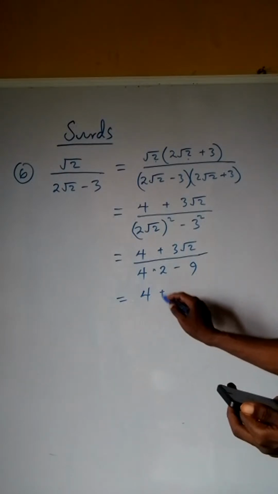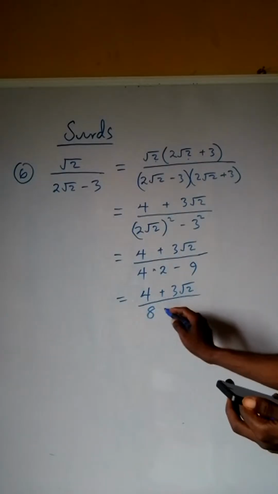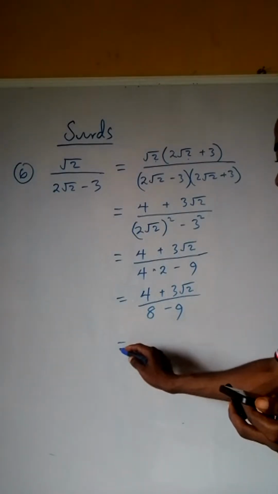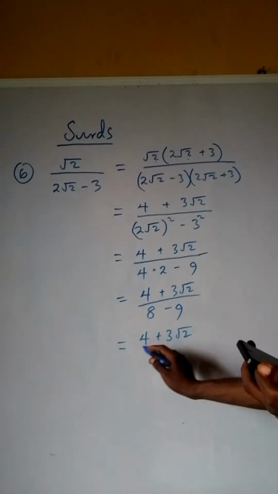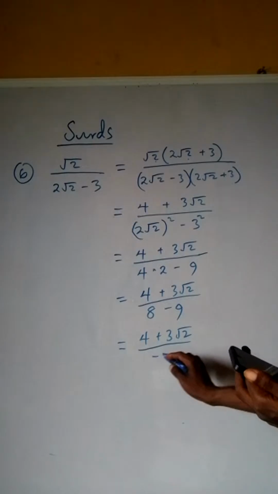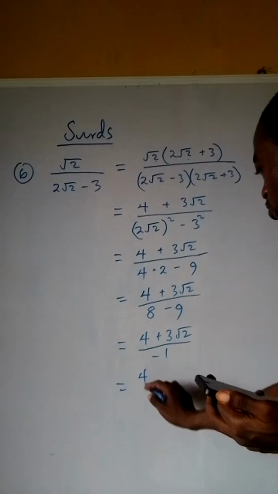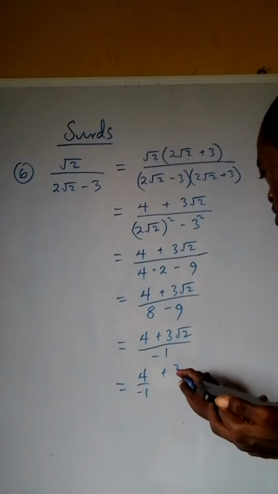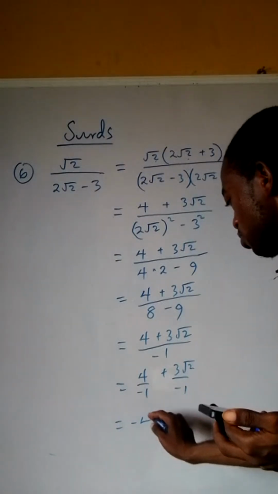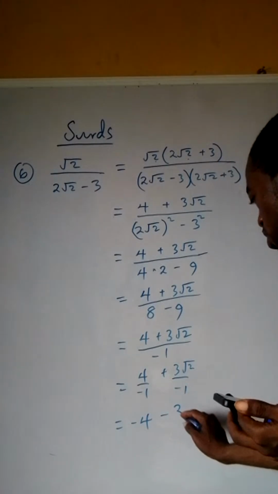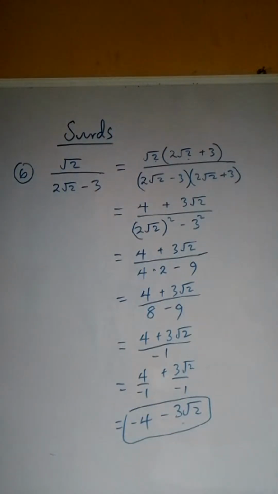And here we have 4 plus 3 root 2 over 4 times 2, 8, then minus 9. This here we have 4 plus 3 root 2 over 8 minus 9, that's minus 1. We also separate this into two fractions, and we have 4 over minus 1 plus 3 root 2 over minus 1. 4 over minus 1 is minus 4. Plus over minus, that's minus. Then 3 root 2. So also here we have simplified this given problem.